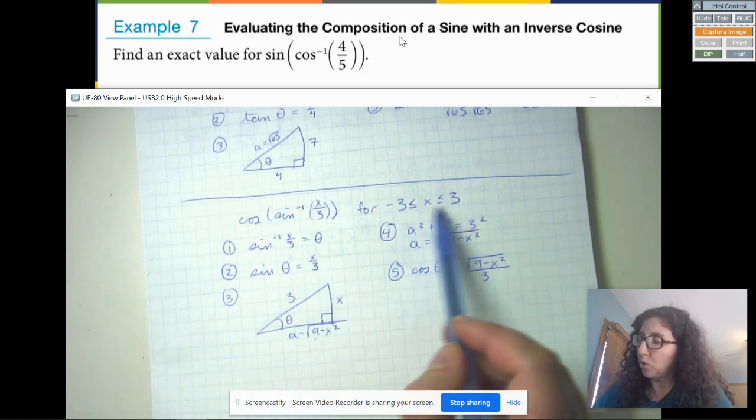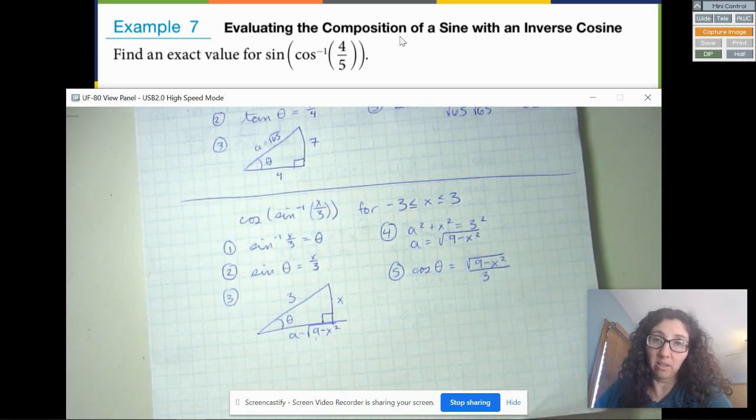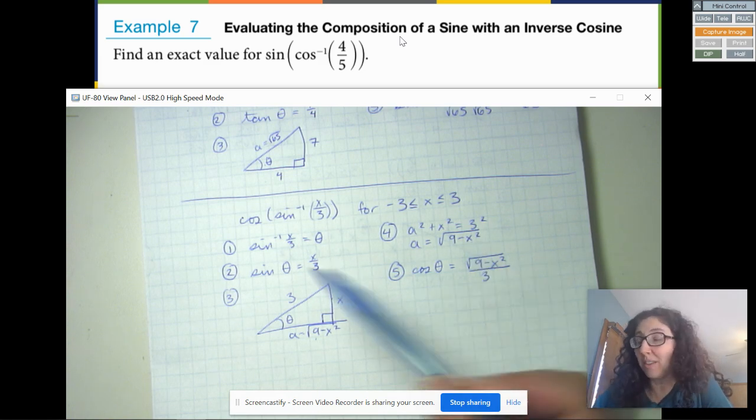And we had this restriction here that x is between -3 and 3, so that we know that this is positive, or it is the positive value, so it's real, right? We're taking the square root of a positive number. Okay, so a little more abstract, but the exact same process.